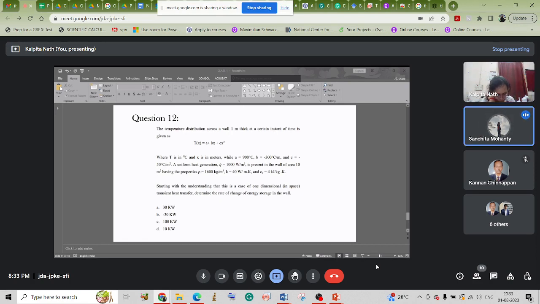And still the answer is not matching. What have you done? Tell me. First, in E in, I have applied Fourier's law, kA dT/dx, and there I have differentiated T as a function of x, so it comes out to be b plus cx squared. B plus cx squared, how?